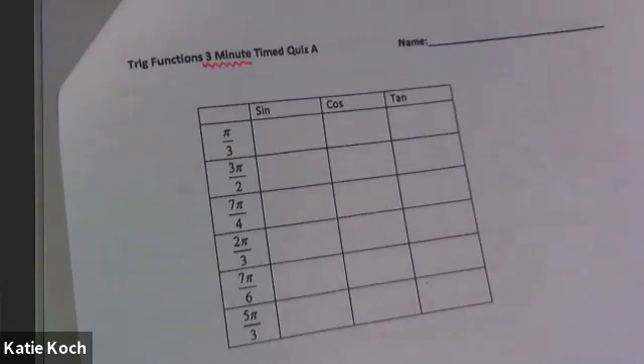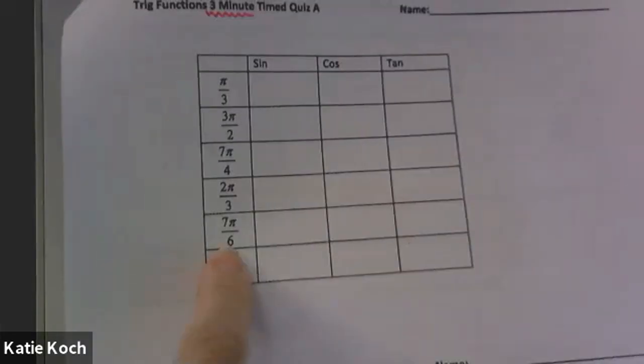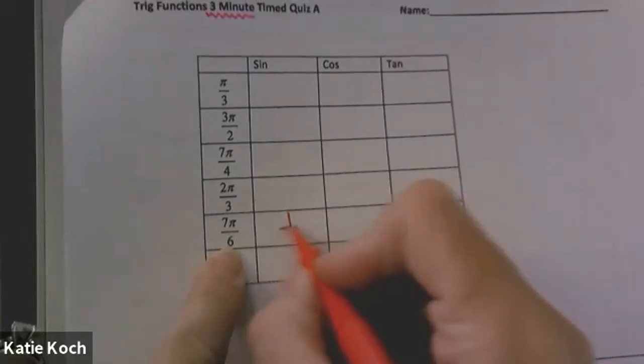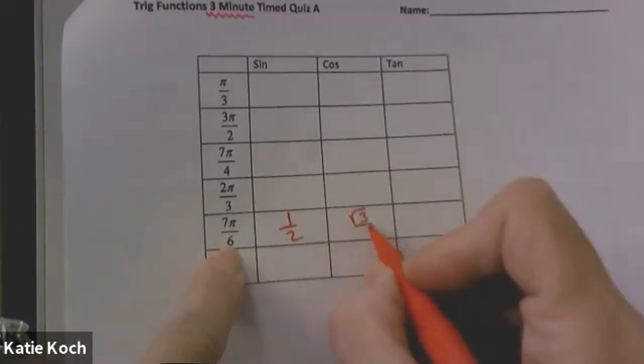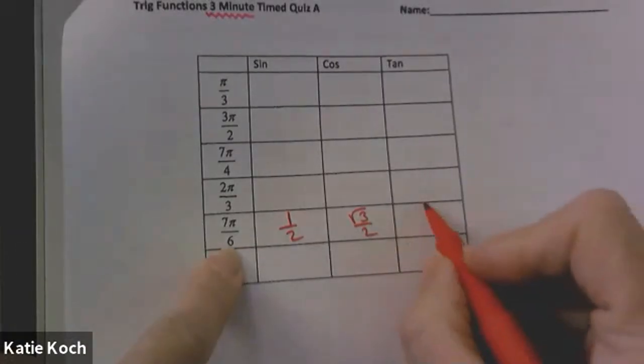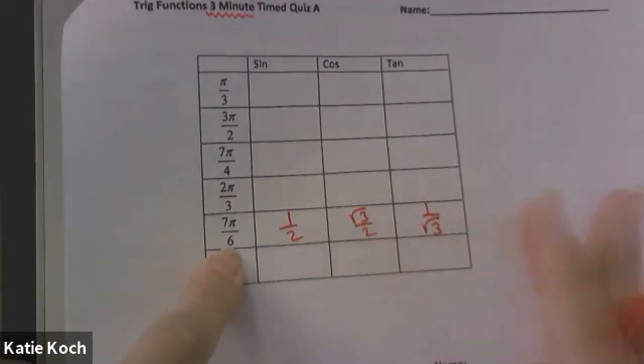Start with pi/6, because I know I have my pi/6 memorized. I know pi/6 is a 30-degree angle, so anything with a pi/6, I have memorized: the sine is going to be 1/2, opposite over our hypotenuse. And then the cosine is going to be √3/2. And then the tangent would be the opposite over the adjacent, so that's 1/√3. So I've got this guy down for my pi/6.